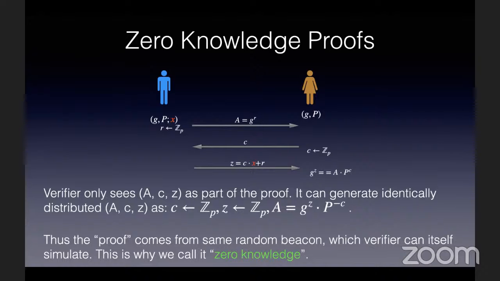So what the verifier does is it randomly chooses a C and randomly chooses the Z, and then chooses A in a manner such that the equation is satisfied, right?